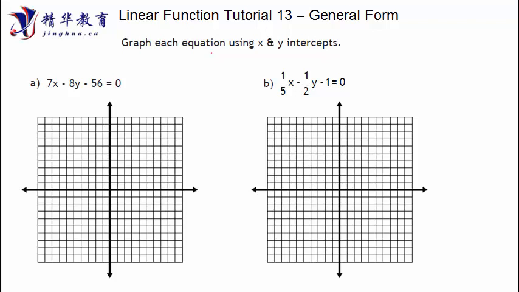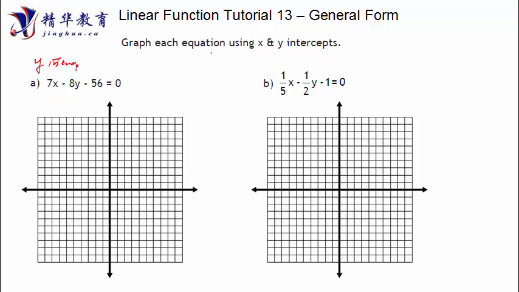Okay, we need to learn how to convert general forms to a graph and then convert a graph to a general form. For graphing a general form, you don't have to convert it into slope point form or slope intercept form. Basically, we can use the intercept method to graph a function. How to do that? First thing, we make x equal to zero to find the y-intercept.